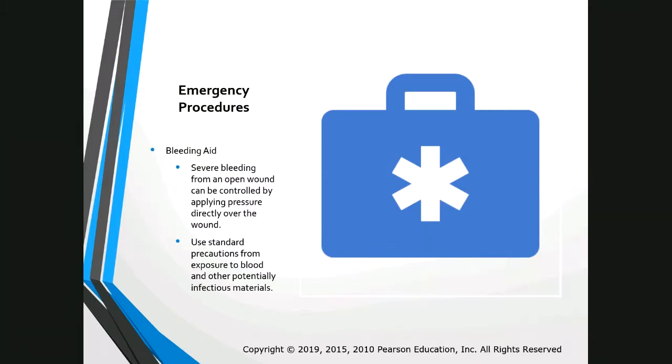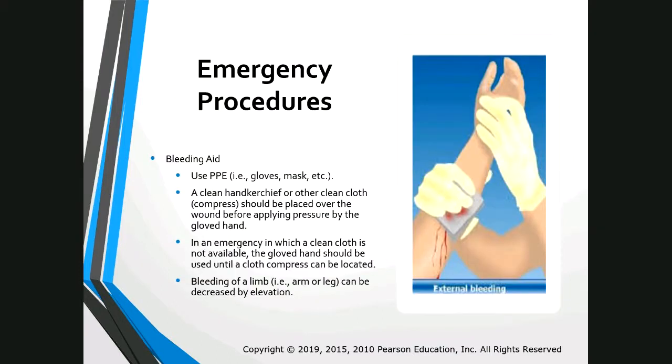Emergency procedures, so bleeding aid. Severe bleeding from an open wound can be controlled by applying pressure directly over the wound. Use standard precautions from exposure to blood and other potentially infectious materials, so wearing gloves, having gauze nearby. So you're going to use PPE, gloves, and mask.